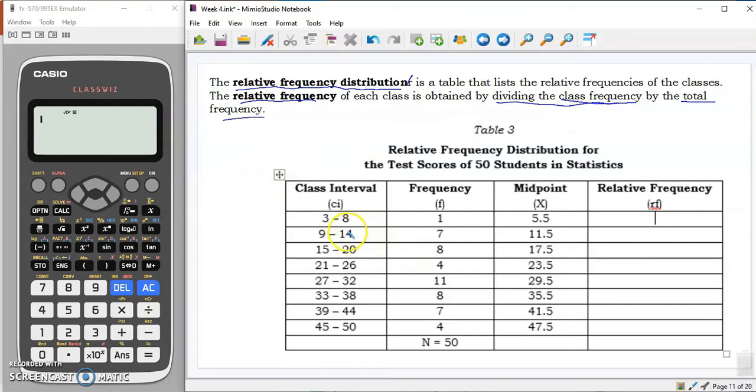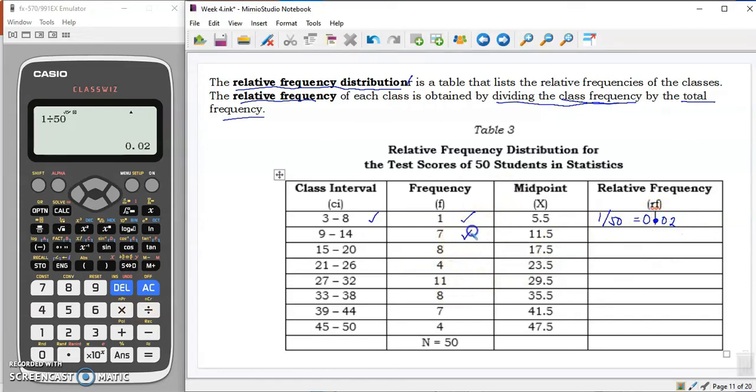In this case, the class interval 3 to 8 has a frequency of 1. Therefore, we get the relative frequency by dividing 1 by the total frequency 50. And the answer is, we click that on our calculator, 1 divided by 50. The answer is 1 over 50. Click on SD to make it decimal, 0.02.